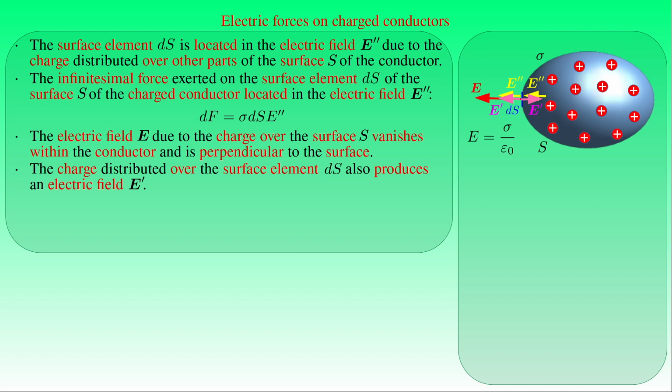Then the superposition of the fields E prime and E double prime outside the conductor is the following. The net electric field E is equal to the sum of the magnitudes of the fields E prime and E double prime, which must give sigma over epsilon naught.